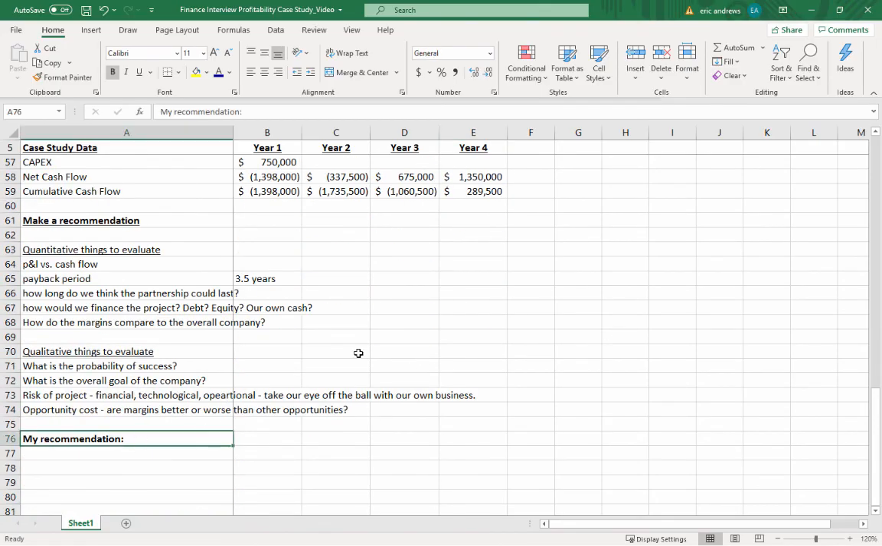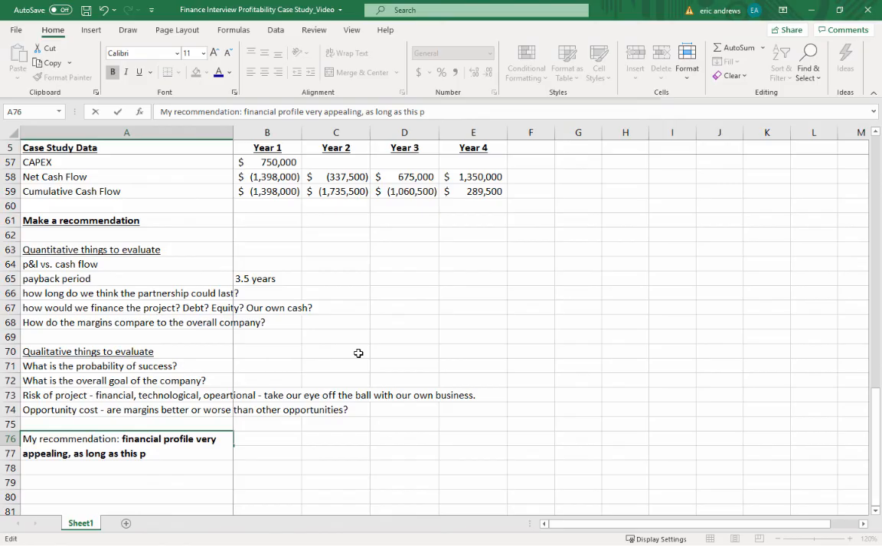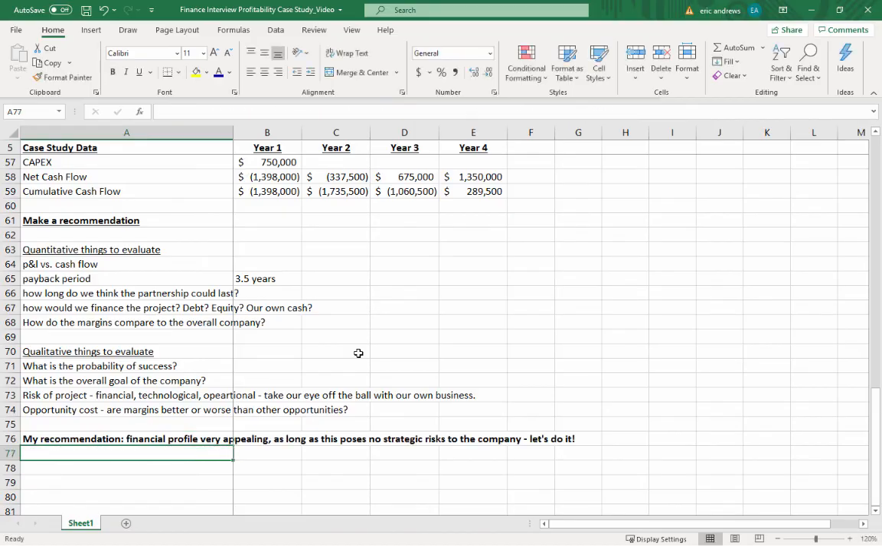But only as long as we have the money to start the project, and we could lose our money on the project and the company will still be fine. So that's what I would say. So, financial profile, very appealing as long as this poses no strategic risks to the company. Let's do it. So that's my recommendation. So I hope you learned a ton in this video about how to solve a finance case study and think through real-life situations.